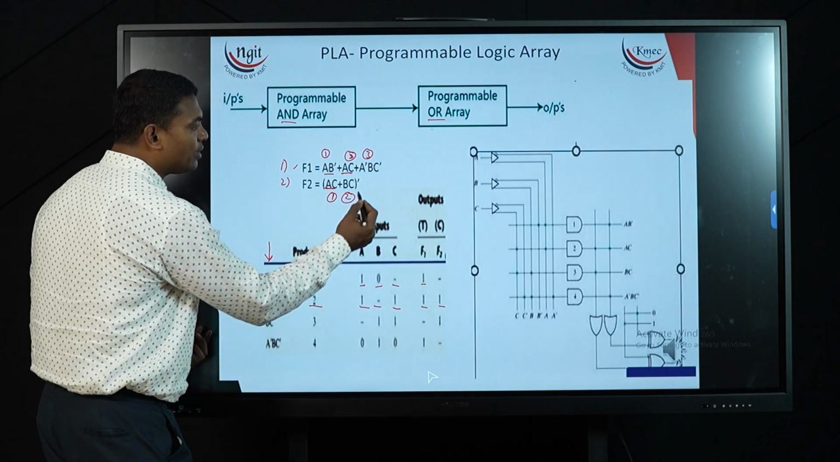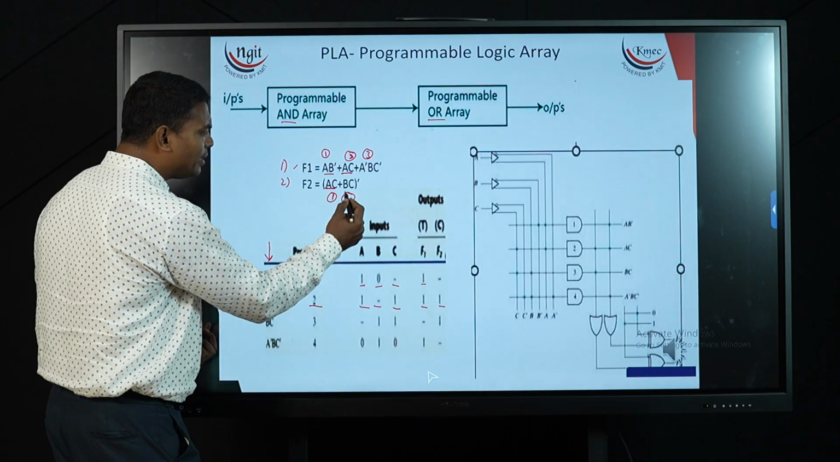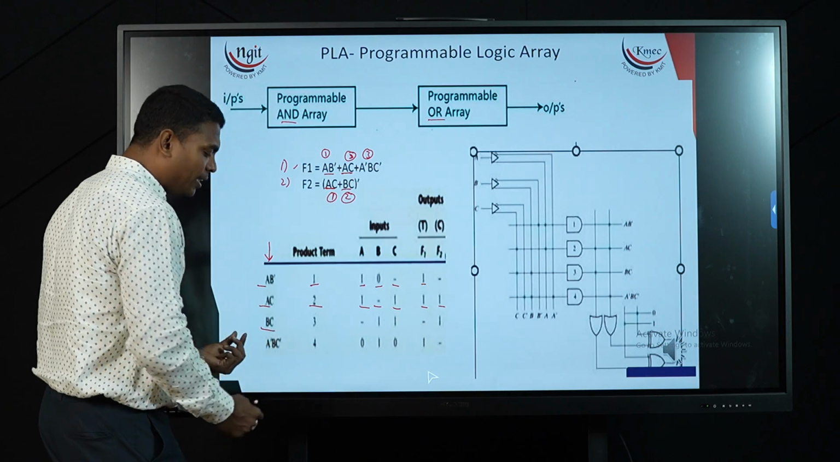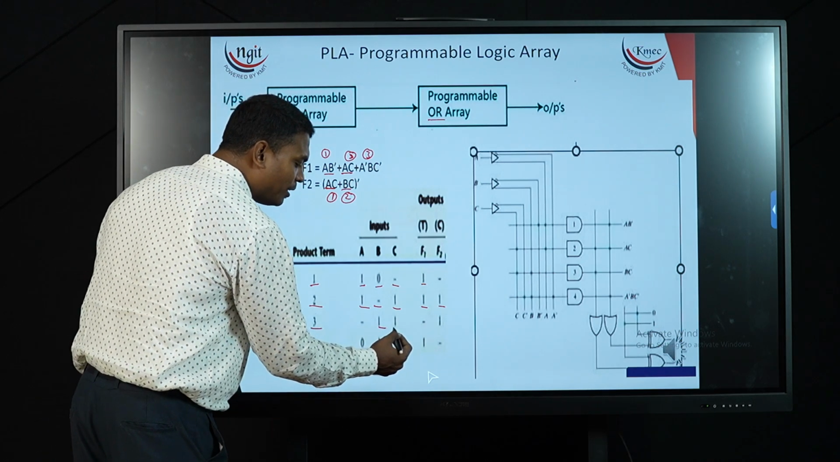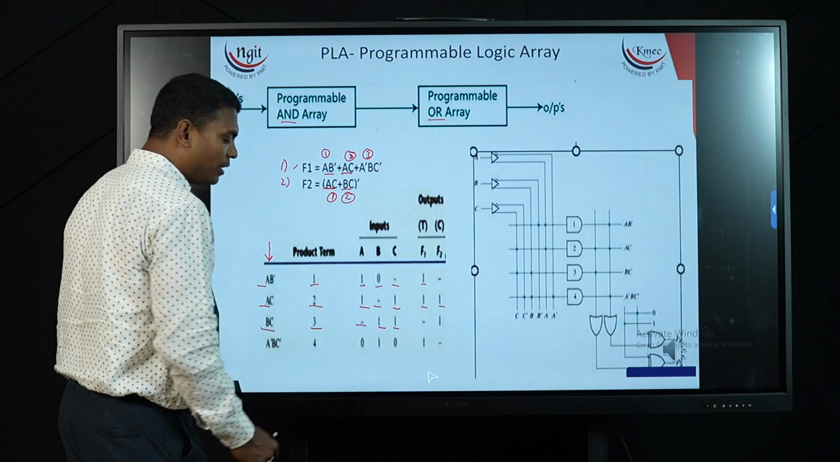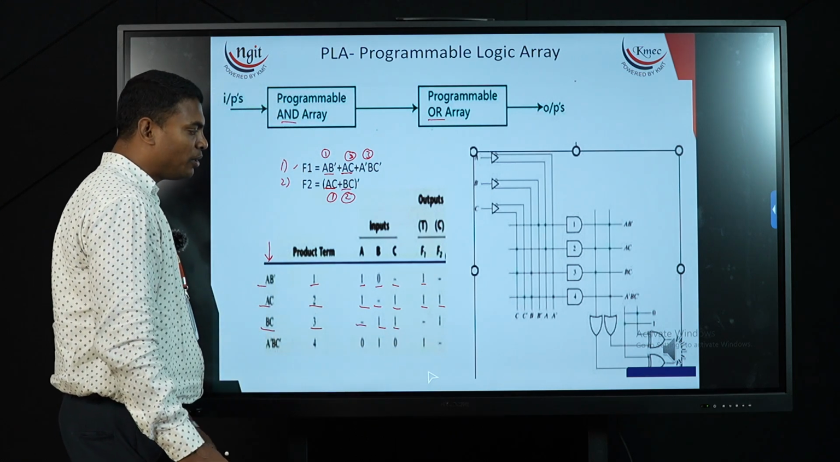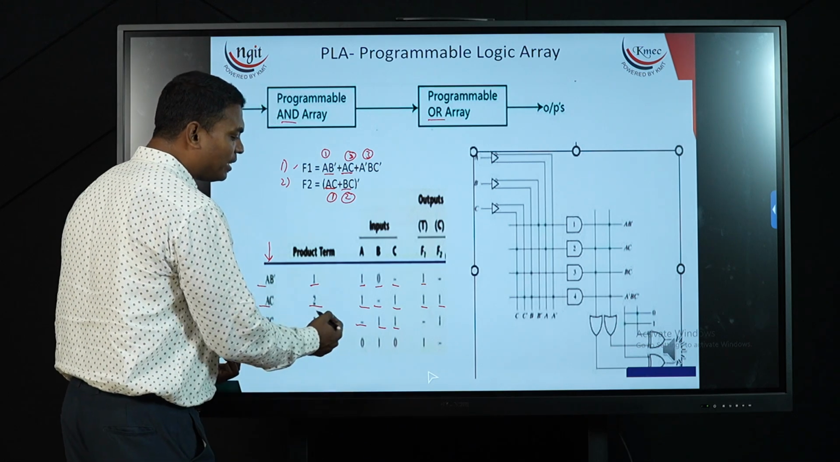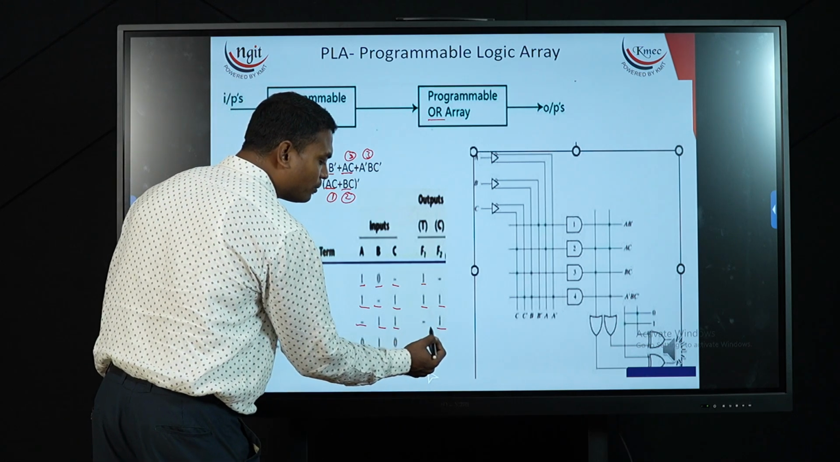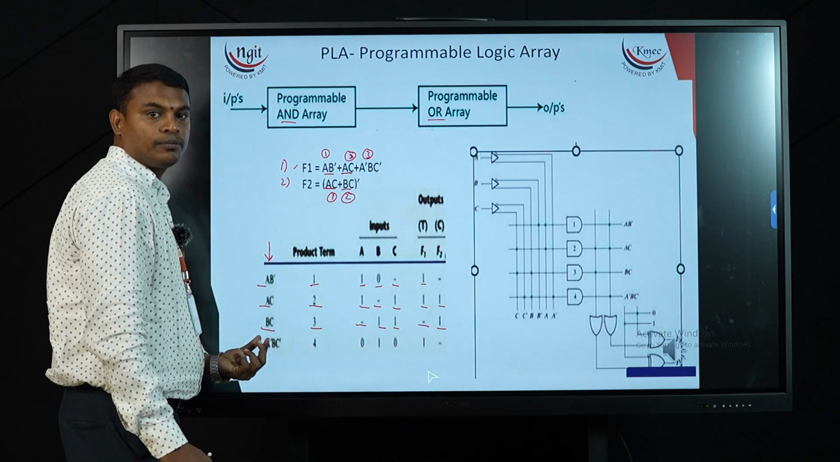Next, coming to the third term, BC. So BC is written here. This is my third product term. So B and C is represented with 1 and 1, and the first term A as hyphen. Why? Because I don't have A term, so I am keeping it as a hyphen. So this BC is present under only F2, so I am marking F2 as 1 and F1 as none.